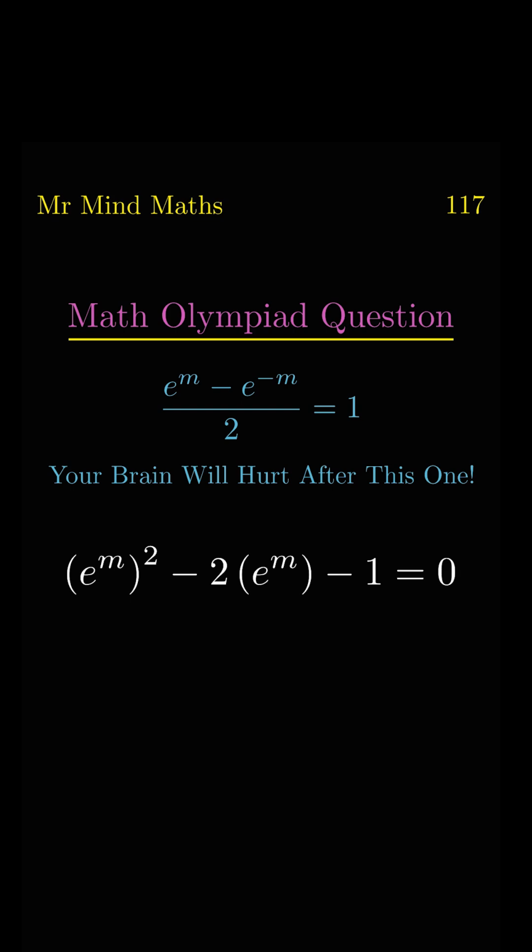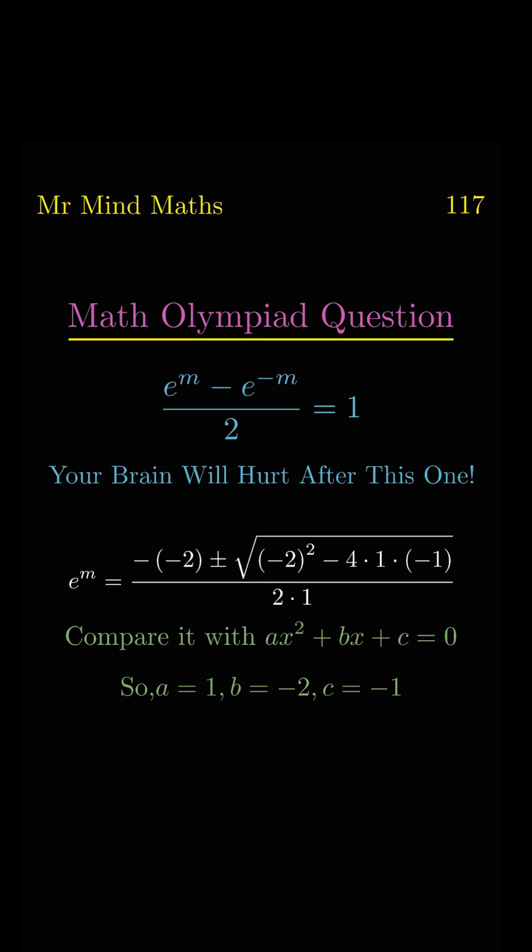Now we have a quadratic equation in the form of e power m, so it can be compared with the general quadratic equation. So a will equal 1, b will equal minus 2 and c will equal minus 1. Now we will apply the quadratic formula. Now we will try to simplify it.